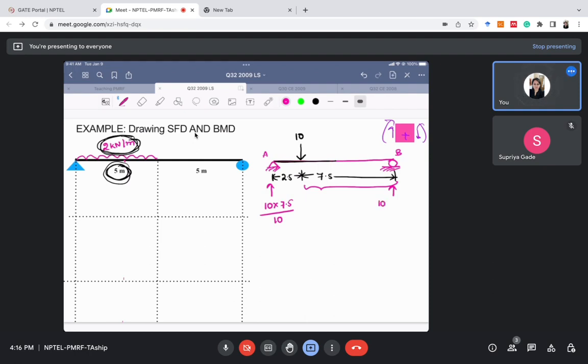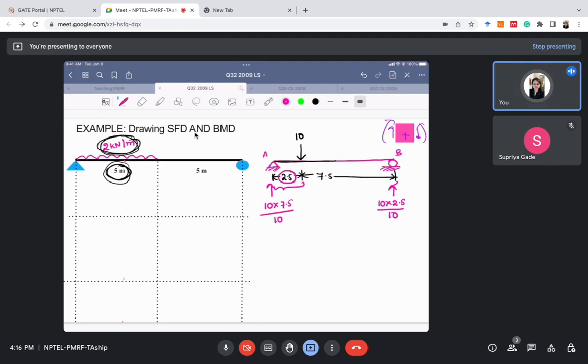Similarly, if we are calculating the reaction at RB, we can calculate it by point load multiplied by, for this support B, the distance we will take is the other distance, which is 2.5 meter in this case. So 2.5 meter divided by 10. So in this simple way we can calculate the reactions.